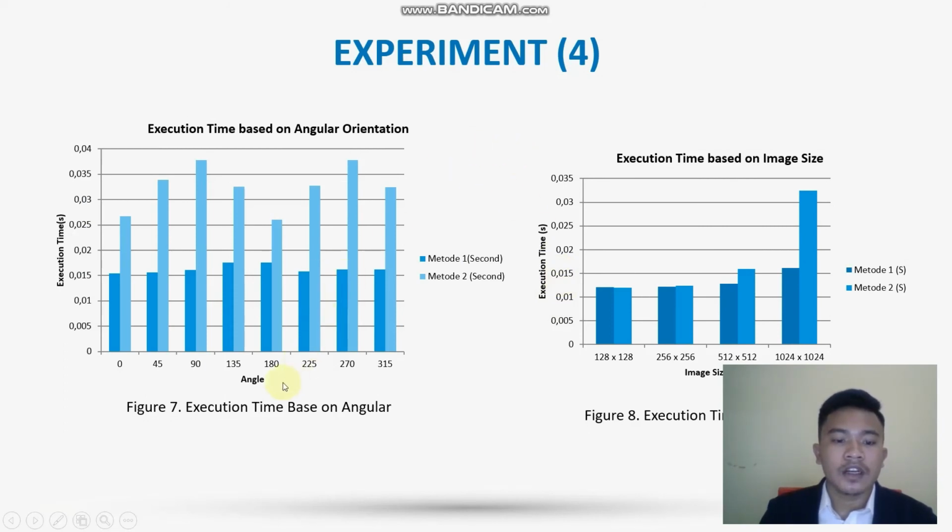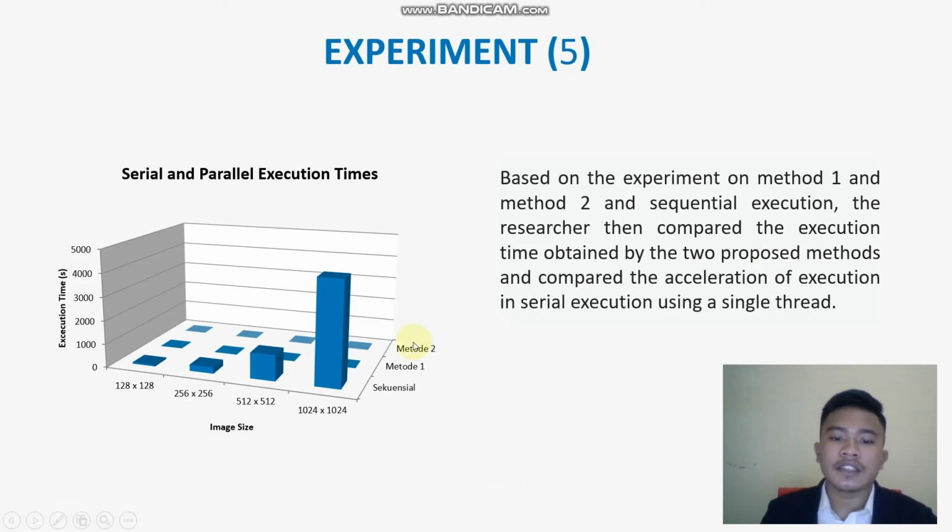And the fourth experiment, this is the diagram with execution time based on angle for both methods, and then the execution time based on image size for both methods. From this figure, we get that the computational time using method 1 is more efficient than using method 2. And then in the execution time based on image size, the execution time using method 2 is better than the execution time using method 1.